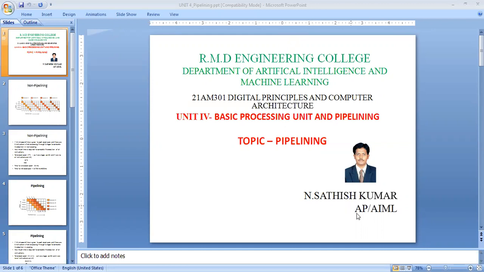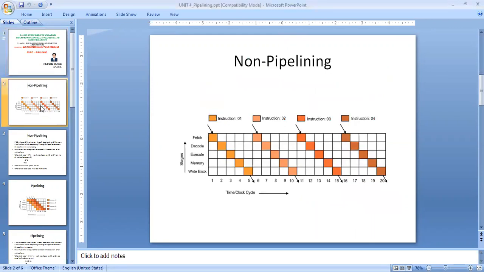I'm Sathish Kumar, Assistant Professor in AIML Department, working at RMDEC Engineering College. In this session, we're going to discuss pipelining in Unit 4, Basic Processing Unit and Pipelining. In this Unit 4, pipelining is the important concept. Let me discuss about pipelining.